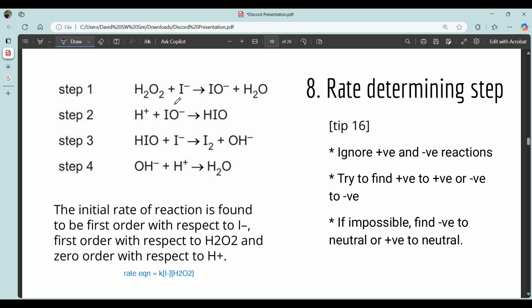Okay, so now let's take a look at all of these steps. Step 1 is 1 mole of H2O2 plus 1 mole of iodide equals this. Step 2 is this one, reacting with H+. Okay, so we know that H+ is not involved in the rate equation, so it cannot be step 2.